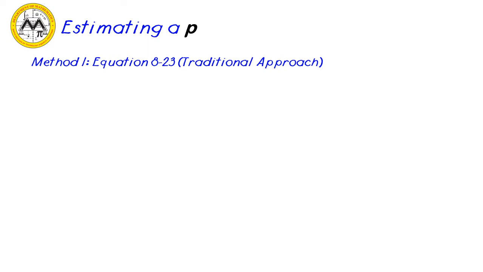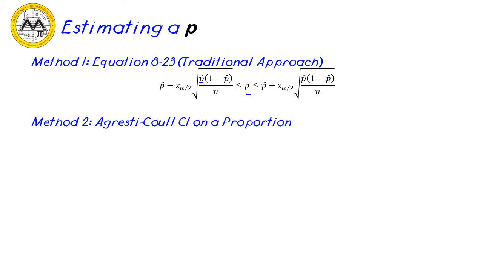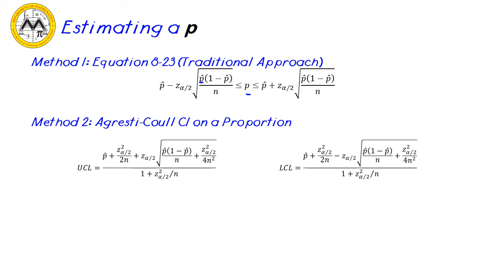So there are two approaches basically. The first one is taking note that p is approximately equal to p hat. That's why it becomes this formula. However, take note that p hat is approximating p, so we should not be using p hat alone. So there should be a correction factor. That is resolved by the Agresti confidence interval on the proportion. So this is the resulting formula. For the upper control limit, there is a correction of z alpha over 2 over 2n and so on.